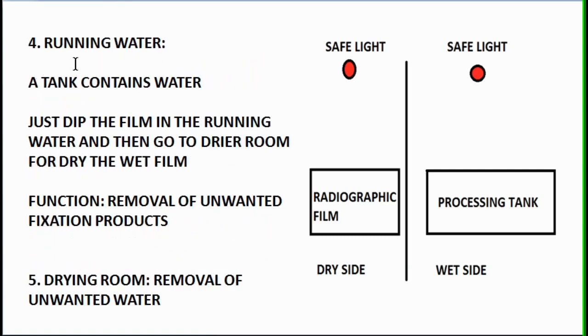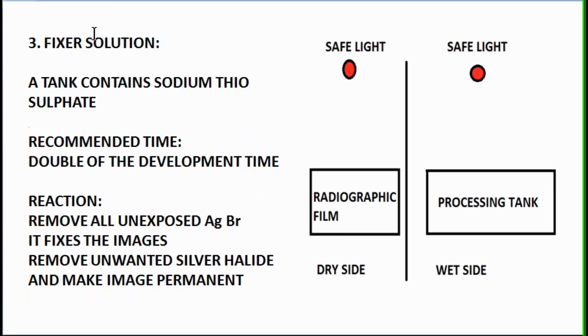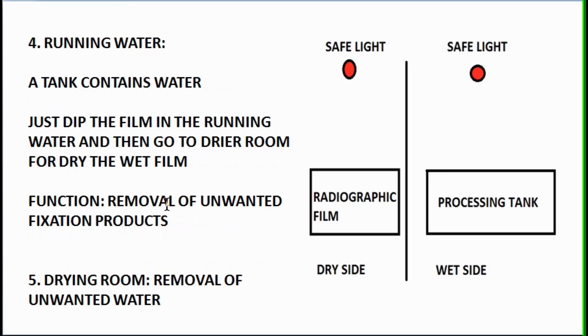And the final tank is the running water tank. This tank contains water. Just dip the film in the running water and then go to the dryer room to dry the wet film. The function is removal of unwanted fixation products, that is the fixer solution and all, are removed.